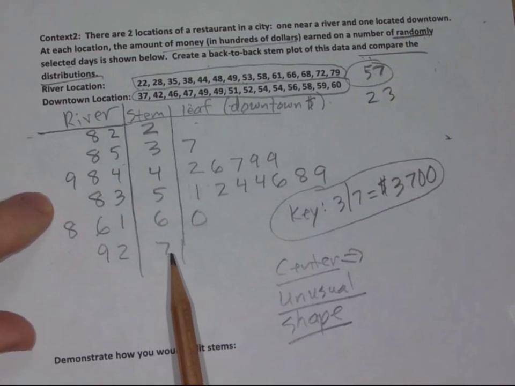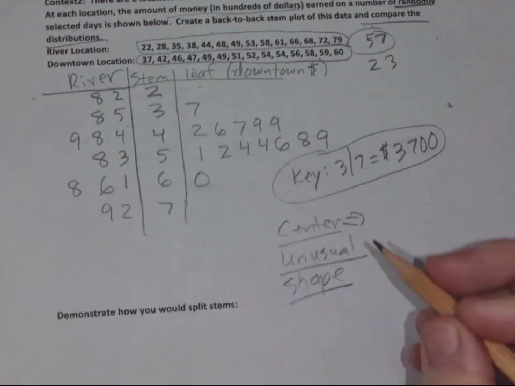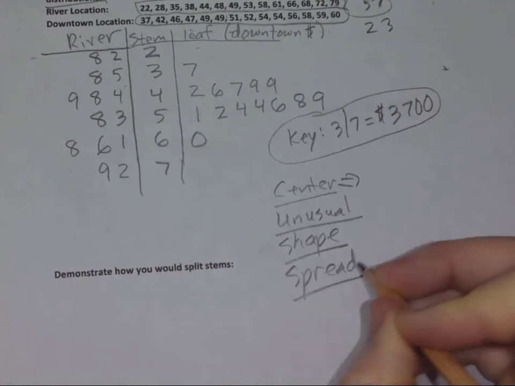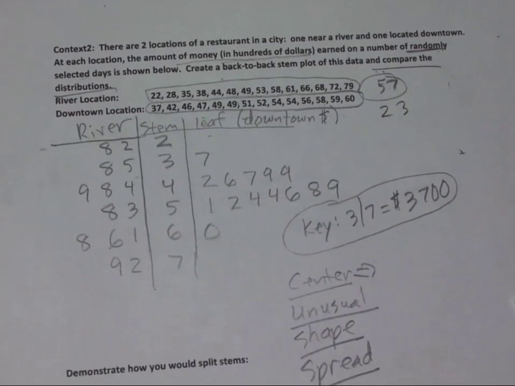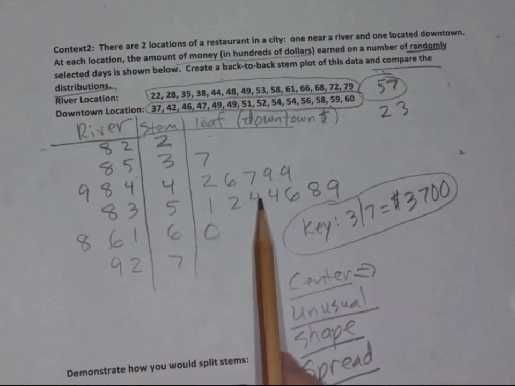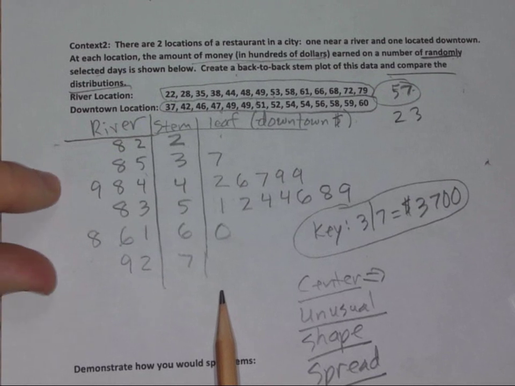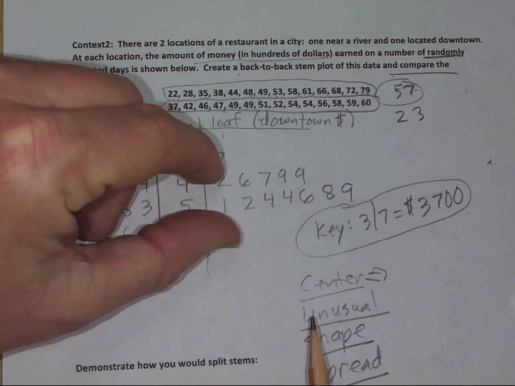And that's the main thing you need to notice: shape and spread. And like I said, we'll put more numbers on these in the next section. But the main thing you need to notice is you would say they're centered around the same thing, but the river has more variability. That's what really stands out. The downtown one is more consistent.